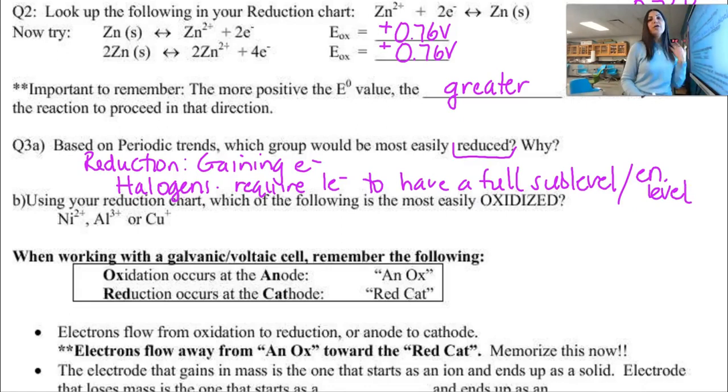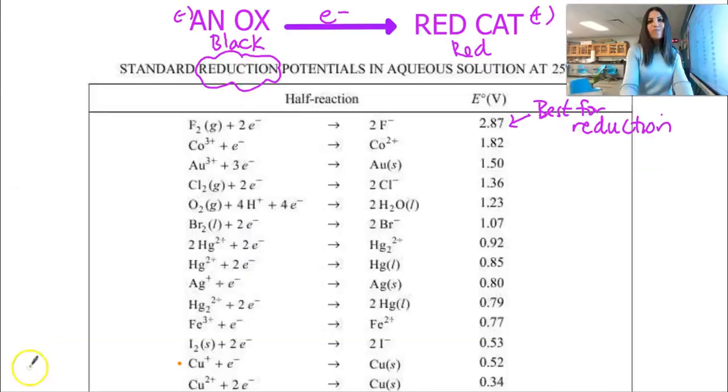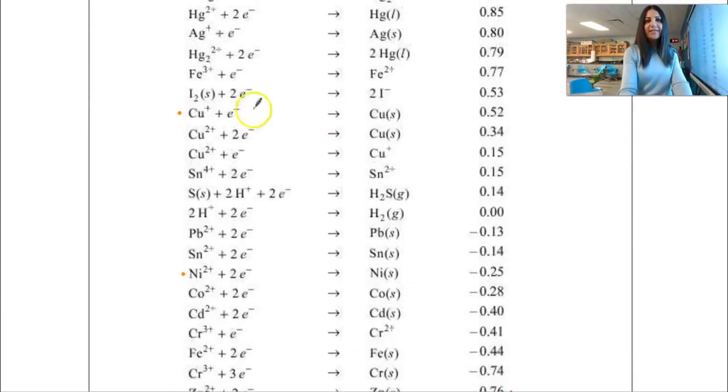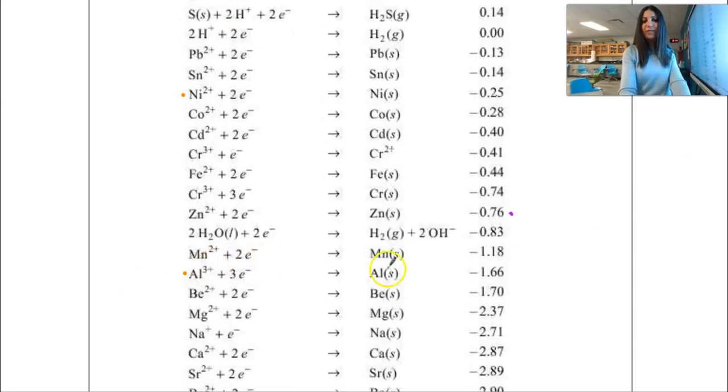Using your reduction chart, which of the following is the most easily oxidized? All right, let's take a look. We've got nickel 2 plus, aluminum 3 plus, or copper plus. All right, so let's find these on the chart. I've kind of just marked them off here. I see my copper plus going to copper solid. So we don't want the 2 plus, we want the copper plus going to a copper solid. We have the nickel 2 plus here. And then we also have the aluminum 3 plus going to a solid.